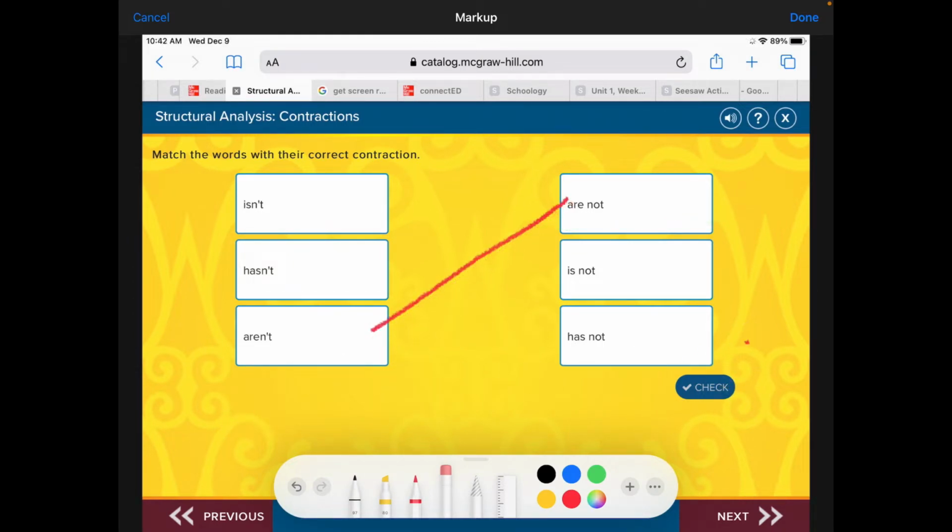Is not. Can you think of a sentence using is not? Nate is not late for school. How can I shorten the sentence? Nate isn't late for school. Is not becomes isn't.